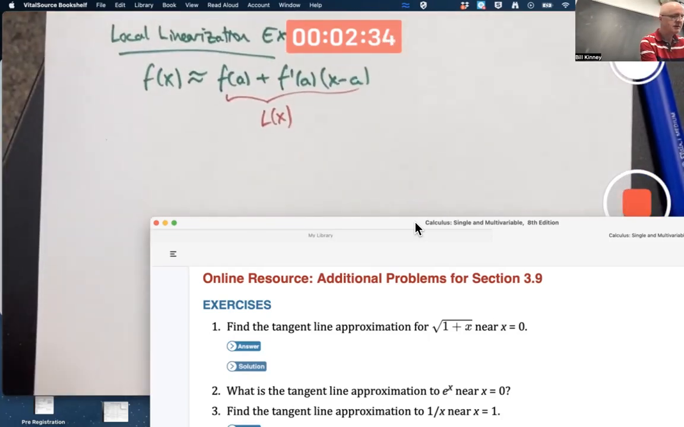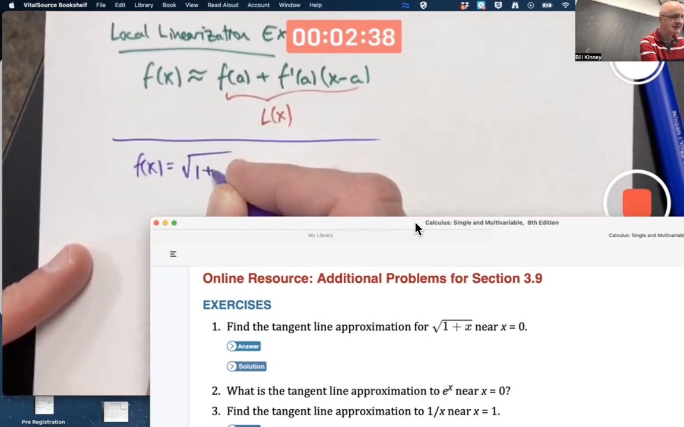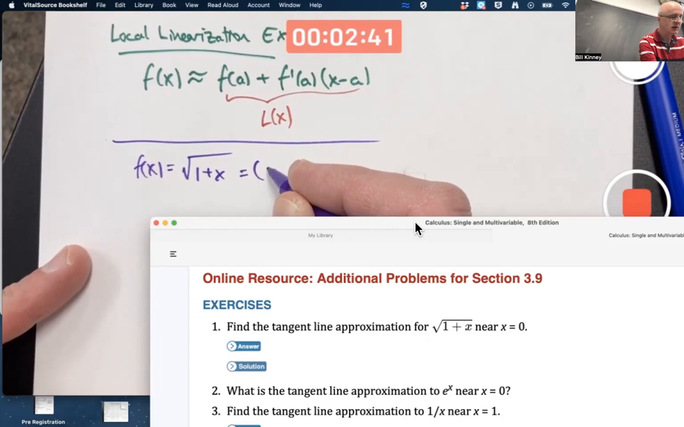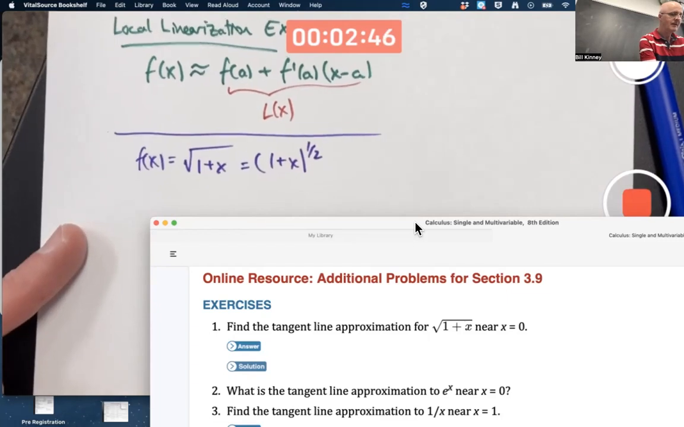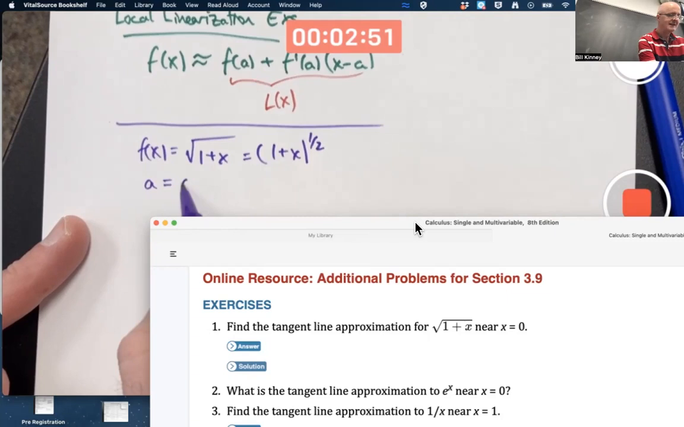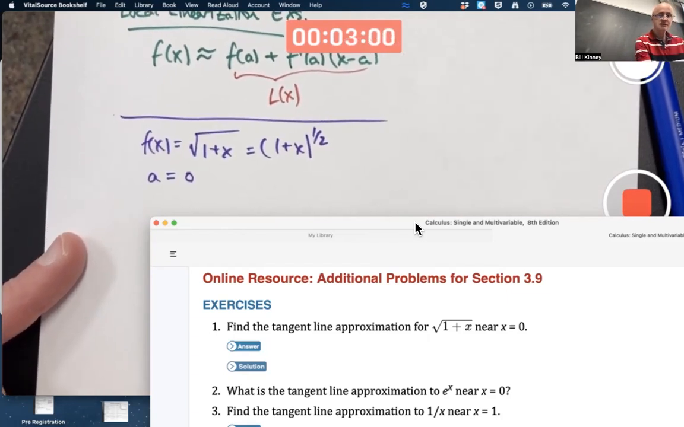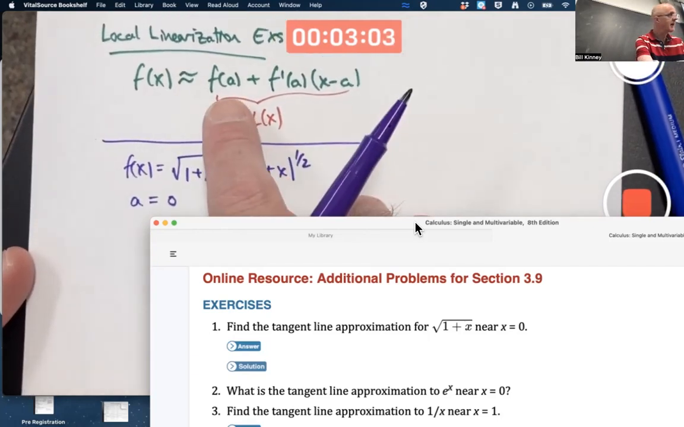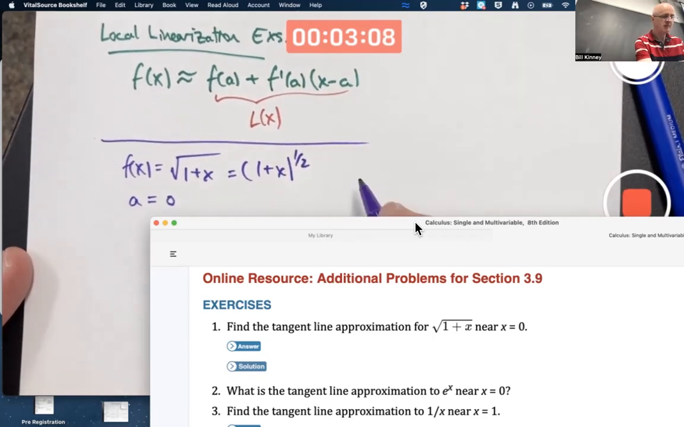Let's go ahead and write down what we know for this problem. f of x is the square root of 1 plus x, same thing as 1 plus x to the 1/2 power for the purpose of taking a derivative. The a is what x is said to be near. That's 0, even though you don't see an a in the problem statement. It's understood that that 0 is the a. Now just use this formula. We have to plug in 0 into f, and we also have to plug in 0 into f prime. So we have to find f prime.